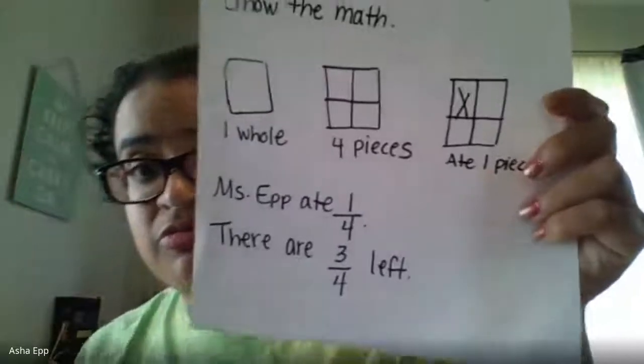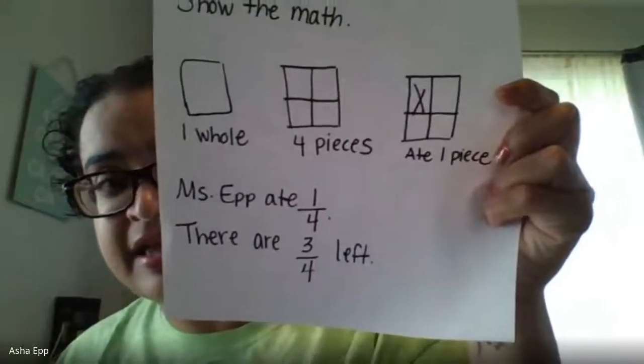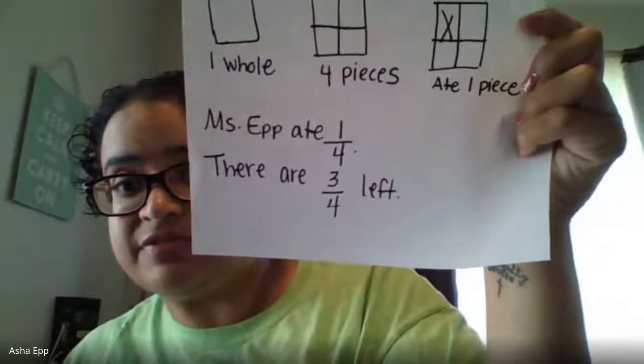and then take a picture of your story problem. So my story problem says, Miss Epp had one sandwich. She cut it into 4 pieces. Then she ate 1 piece. Show the math. So then I drew 1 whole, then 4 pieces, and then I ate 1 piece. So it says Miss Epp ate 1/4. There are 3/4 left.